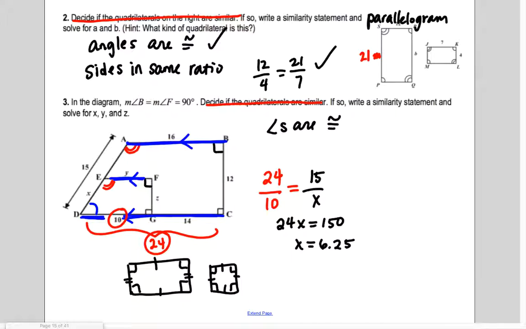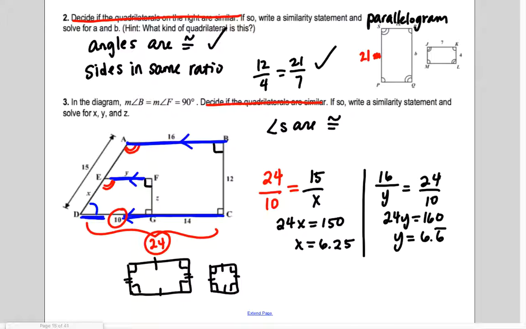What if I want to find y? Someone give me a new proportion, a fraction equaling another fraction. Let's find y. Yeah, so you're saying 16 over y equals the big 24 over 10. So 24y equals 160. So we get y equals 6.6 repeating.